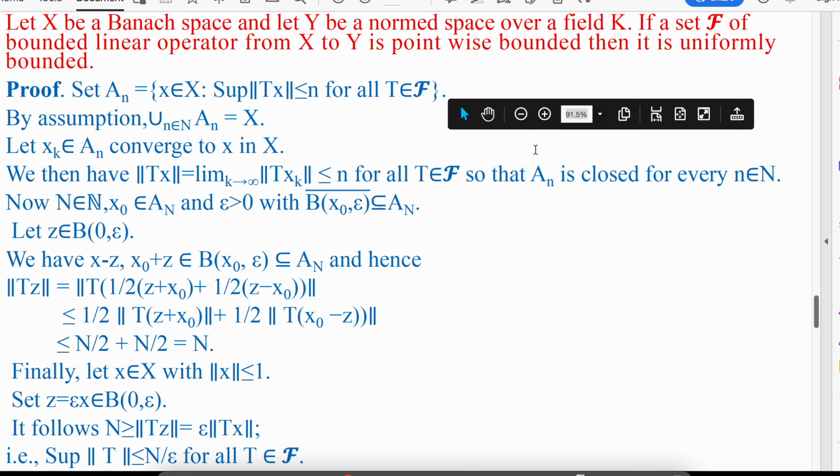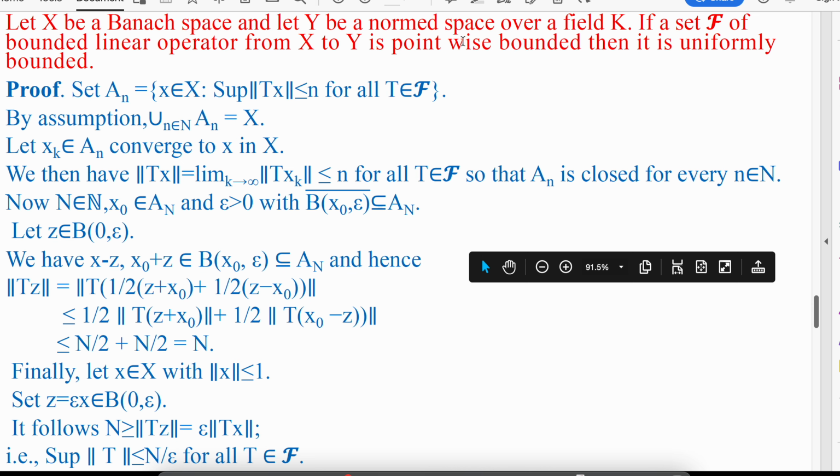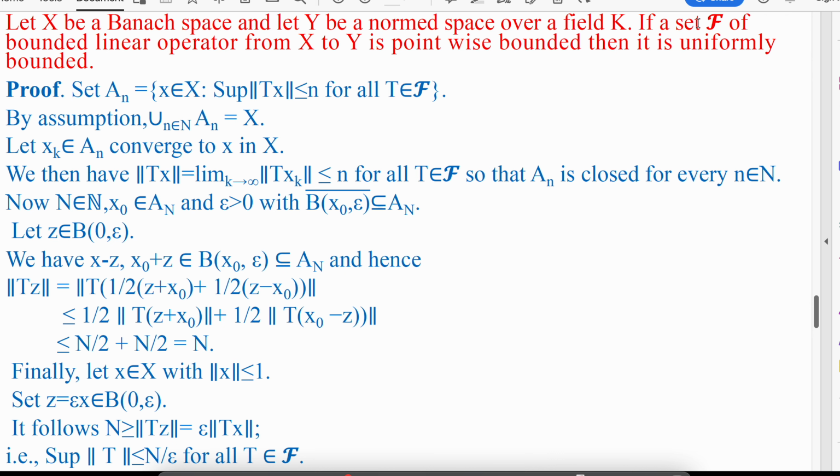Now let X be a Banach space and Y be a normed space over a field K. If F denotes a family of bounded linear operators from X to Y that is pointwise bounded, then it is uniformly bounded.